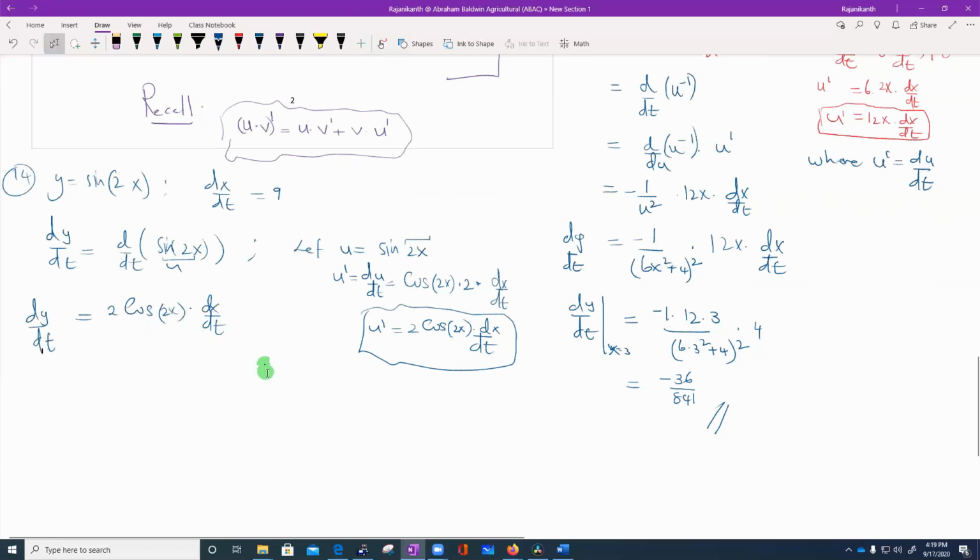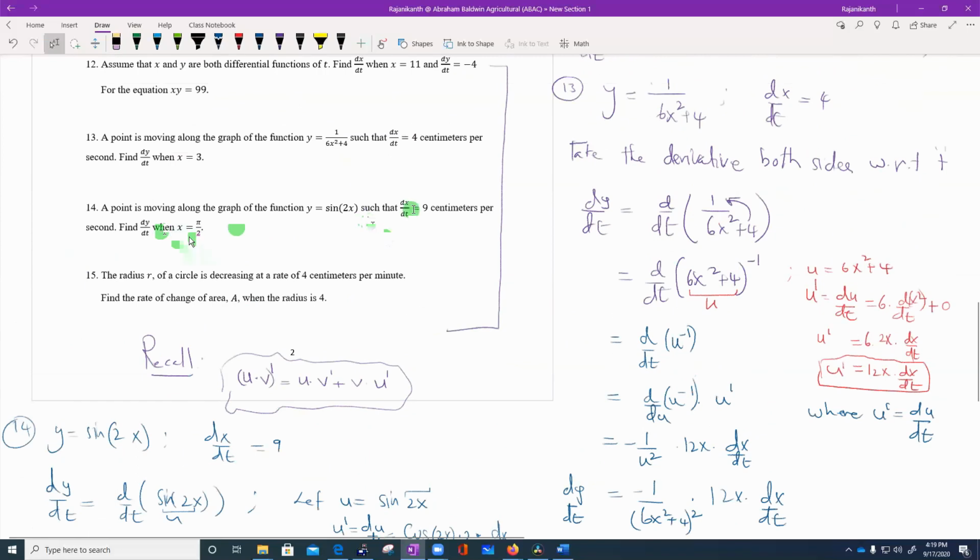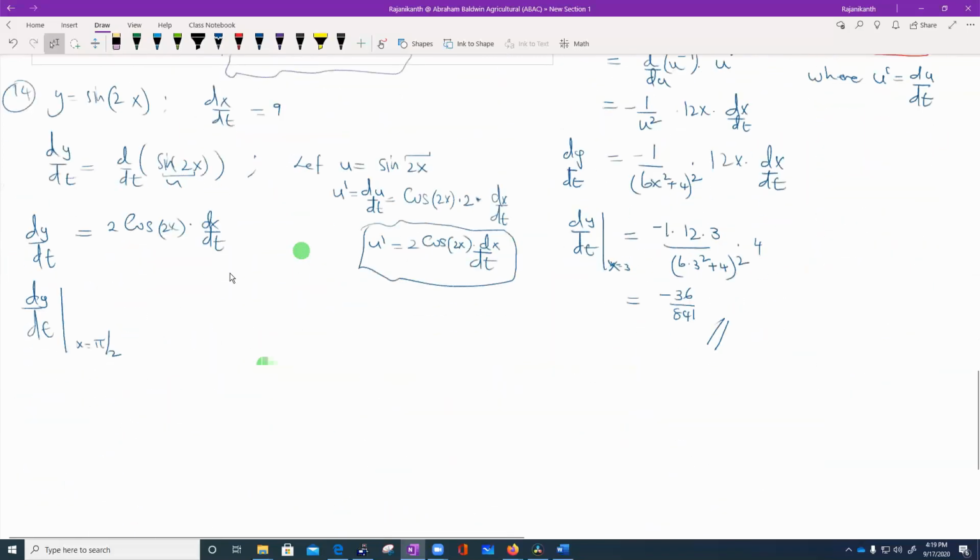So the question is again finding dy over dt when x is pi over 2, right? But dx over dt is 9. So plugging everything in here, you will get 2 cosine 2 times x, which is now pi over 2, times dx over dt, which is 9. So the 2 cancels, and you get cosine of pi times 9. Cosine pi is negative 1, so you'll get negative 18.